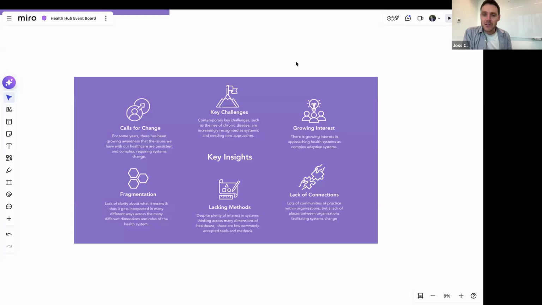There's a lack of methodologies. There are some we will be looking at today. We actually have Tom Inns with us. We'll be looking at one of the toolkits that he develops, but there are a few out there. But is there really a comprehensive toolkit for this? That's something I would say is still lacking. There's fragmentation about what it means.